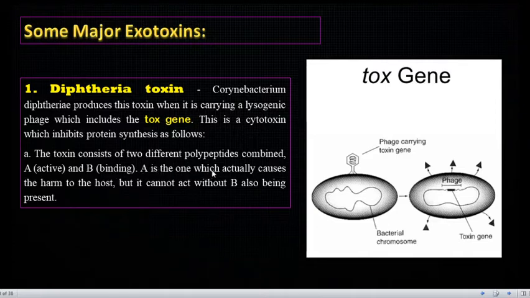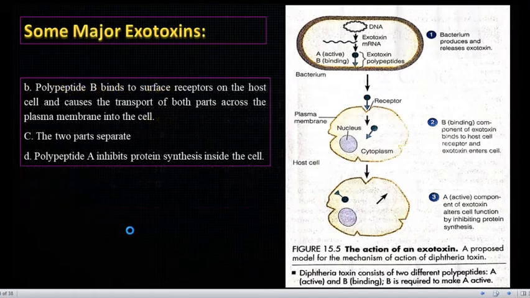Now, the A is the one which actually causes the harm to the host, but it cannot act without the B also being present. So, syempre, hindi maapektuhan ng active enzyme ang inyong host cell if hindi siya nakakapasok inside the host cell, correct? So, paano siya makakapasok? Through the help of the binding component or the part B. That's why these two need each other. If kulang ng isa, then the diphtheria toxin is not complete. Second step, polypeptide B binds to the surface receptors on the host cell and causes transport of both parts across the plasma membrane into the cell.